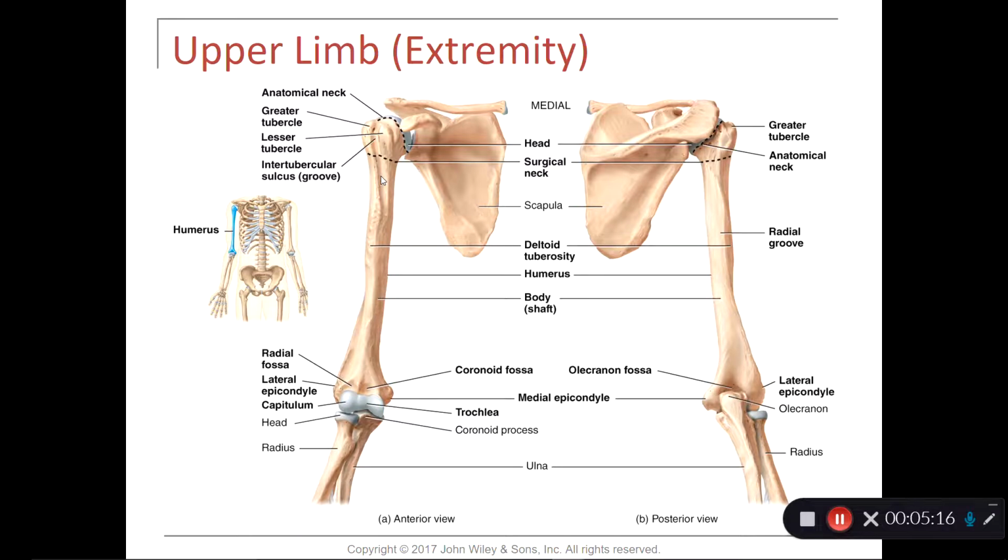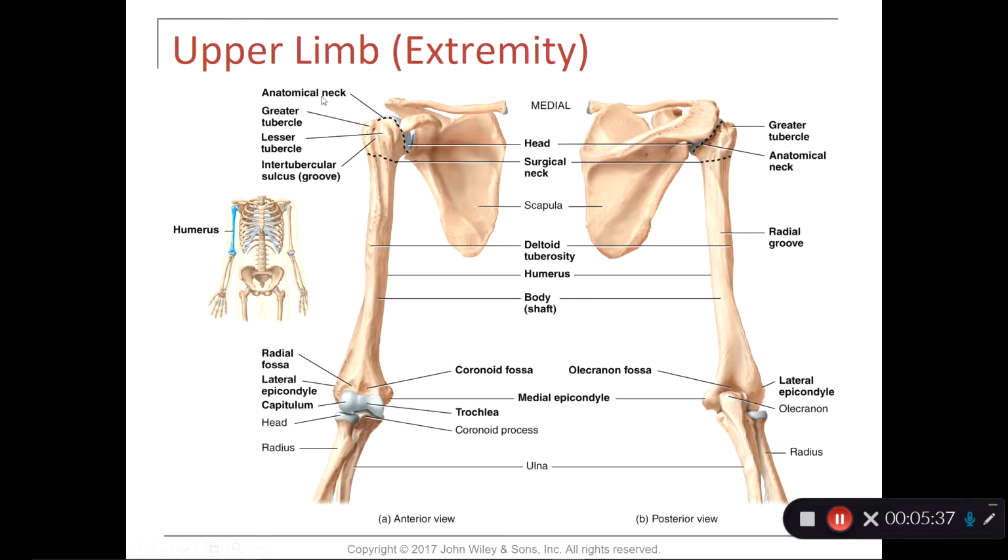In between those bumps is that intertubercular sulcus. The lesser tubercle, which is a little bit smaller and not as high up, is up more anterior, with the greater tubercle being more lateral and going more posteriorly than that of the lesser tubercle.